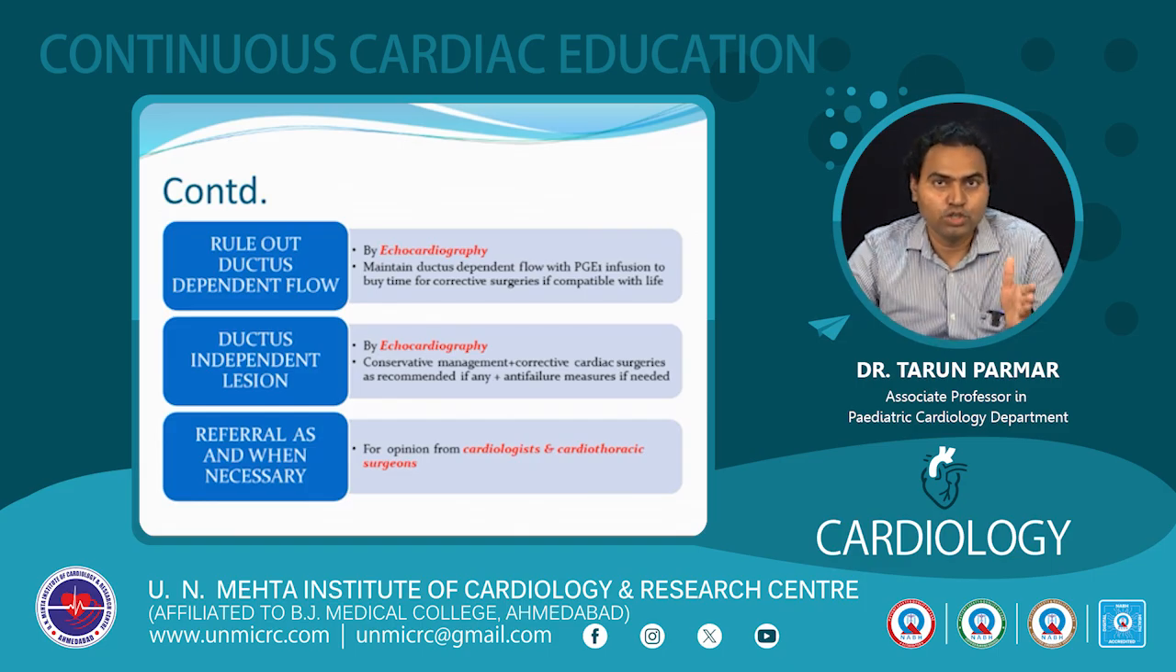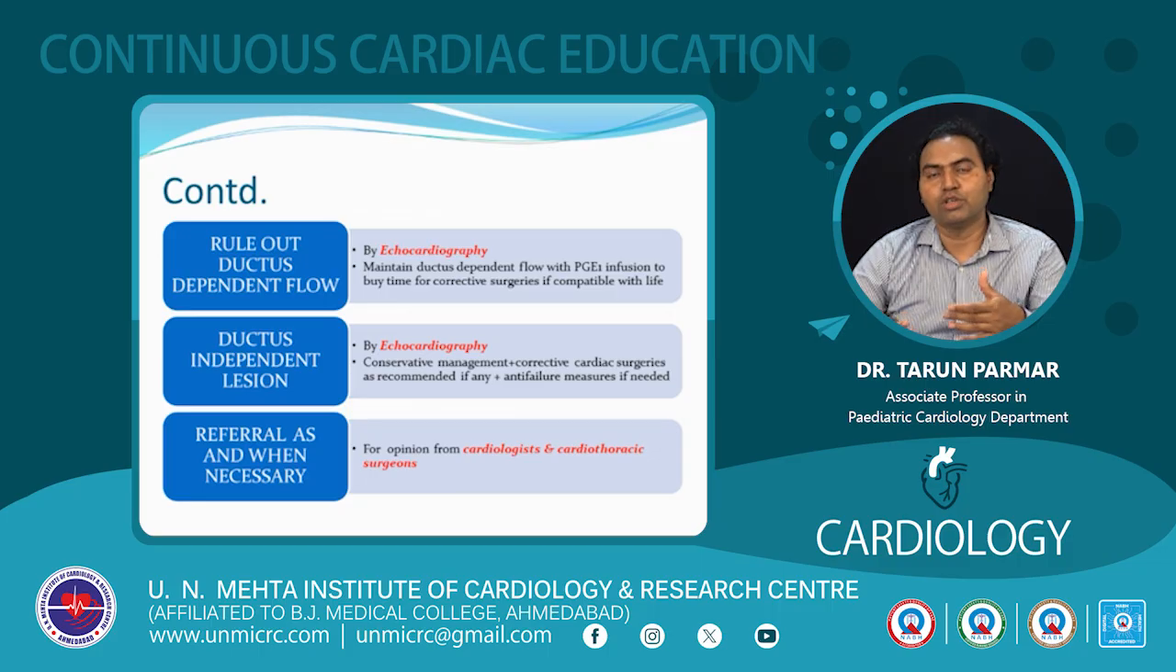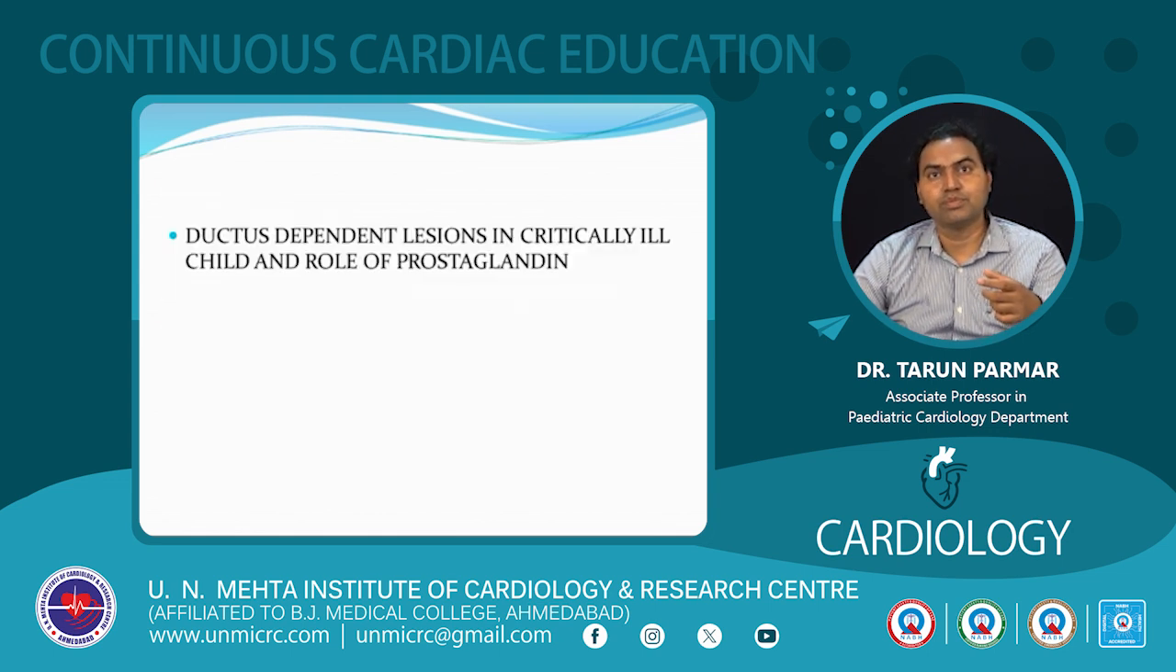So once you do the echocardiography, what do you have to do? You have to rule out ductus dependent flow, either ductus dependent pulmonary circulation or ductus dependent systemic circulation, because in that situation you have to start prostaglandin E1. And once you do all these things and you are sure that this is cyanotic or acyanotic CHD with increased or decreased QP, then you have to refer the patient to a higher center for surgery.